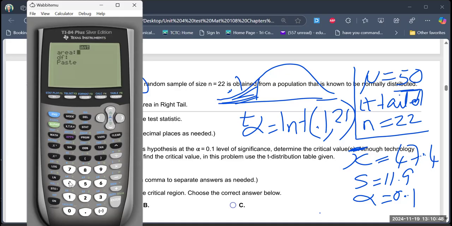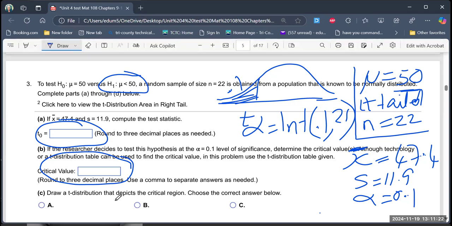Okay, so the area to the left is 0.1, 10%, and it's a one-tail test, so I don't have to divide by 2. The degrees of freedom in this question is 21 because the sample size is 22. So I'm going to calculate the critical value, and then use it to make a decision. The critical value is negative 1.32.